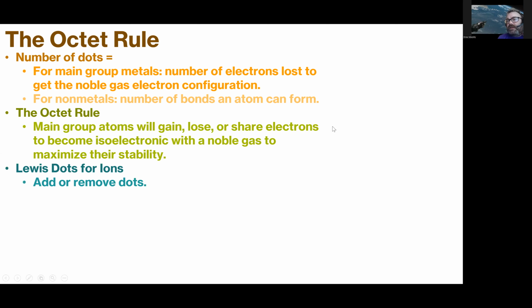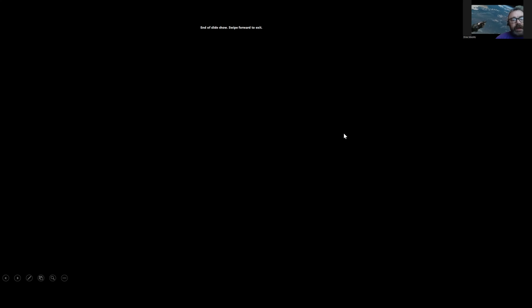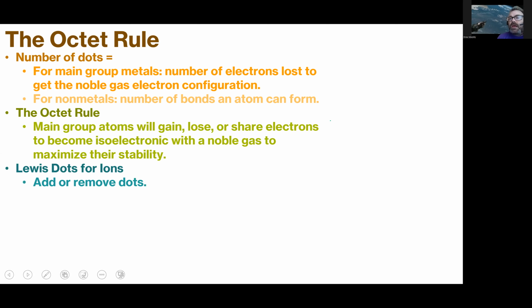Depending on what kind of compound we're talking about, gain, lose, or share will change things. Gain and lose is for ionic compounds, and sharing is for molecular compounds, and we'll get into all of that as we go. If we're talking about ionic compounds and we're looking at Lewis dots, then we can add or remove dots to express this for us.